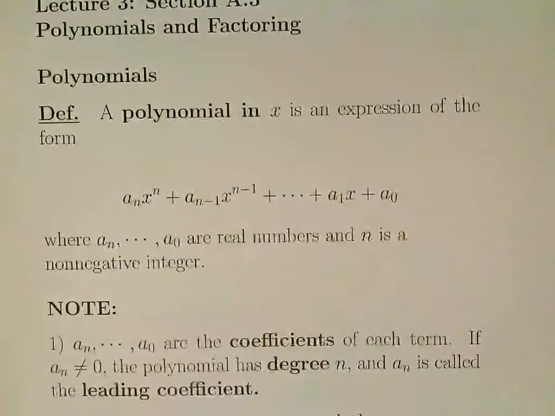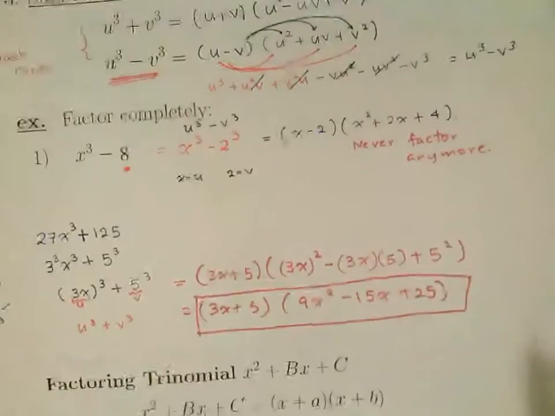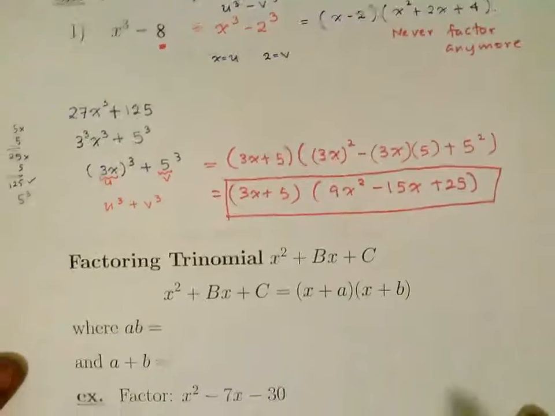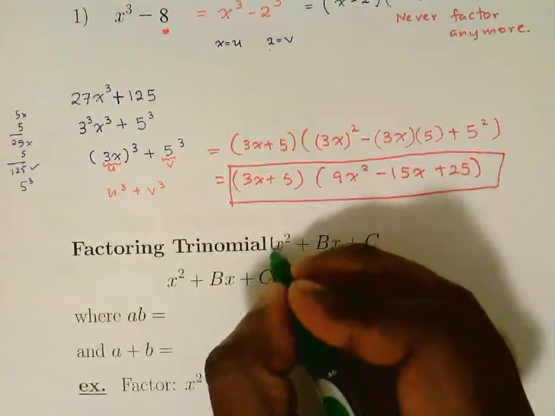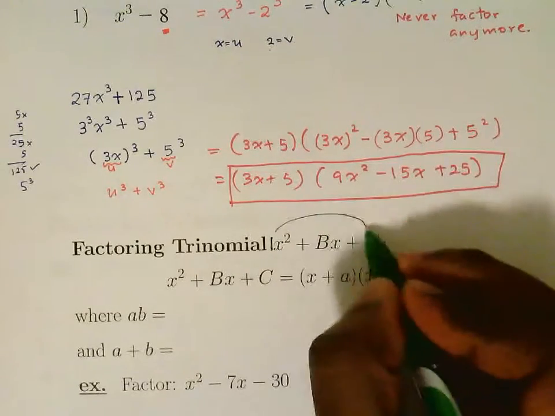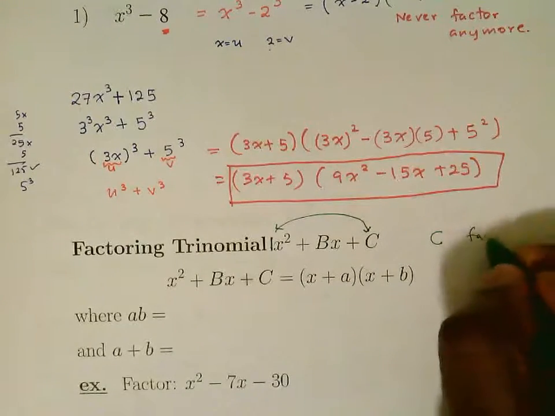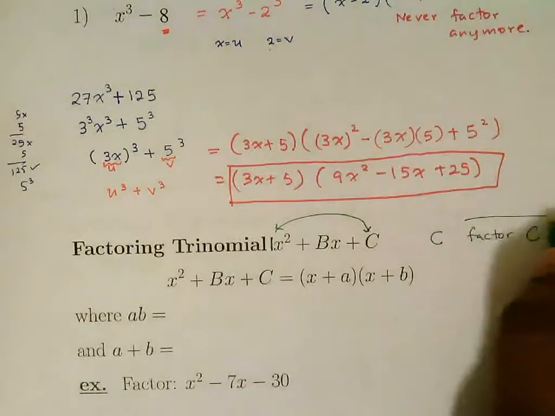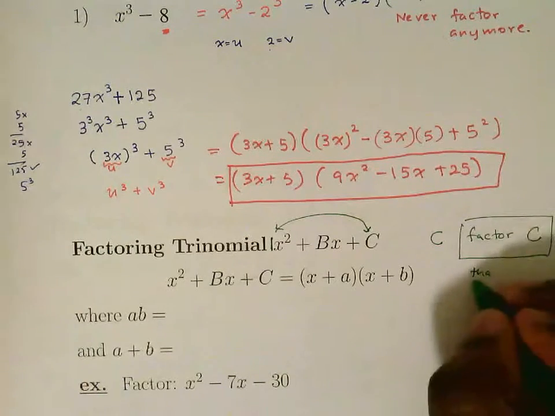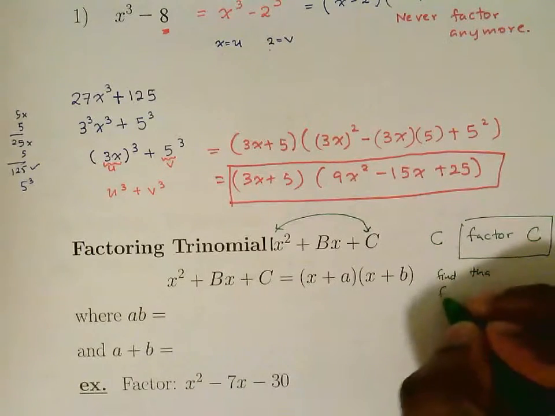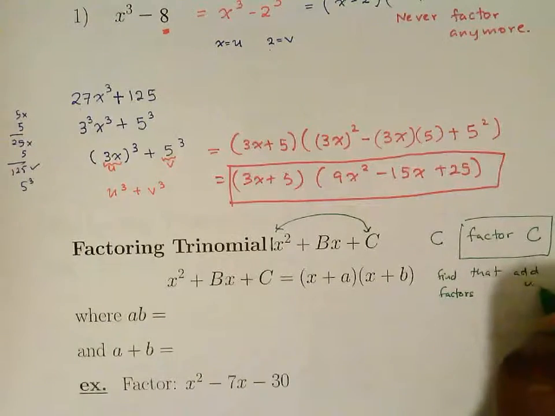I want to go is factoring the trinomial when you have x squared plus bx plus c. It's the same thing except you have 1 here. So you will multiply 1 times c instead of a times c. So that would be just c. So factor c, and find factors that add up to b.